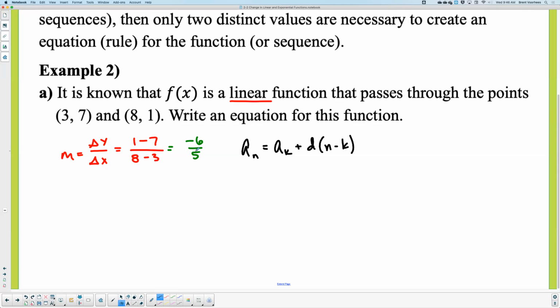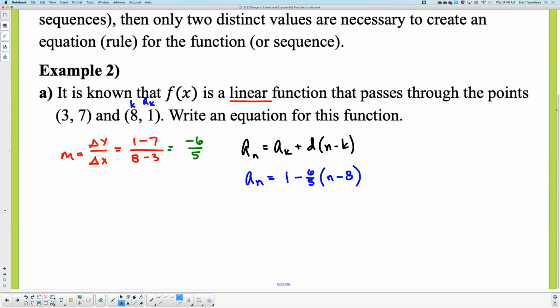Yeah, we can use one. Now that we know the slope or the common difference, we can just pick 1 point. 1 and 8. You want to use 1 and 8? Okay, so let's use this as K and AK. You can pick either one. You should get the same answer. So we'll say AN equals 1 plus. Okay, so if it's plus and negative, well, I'm just going to change this to a minus 6/5 times. We don't know n, but we do know n minus 8.